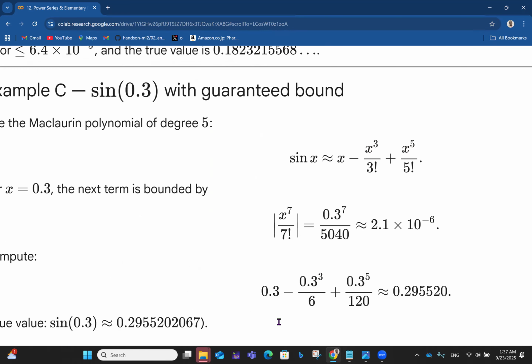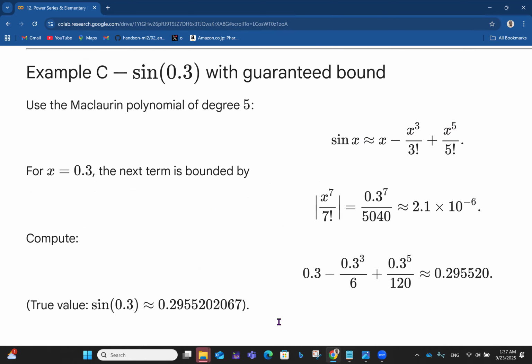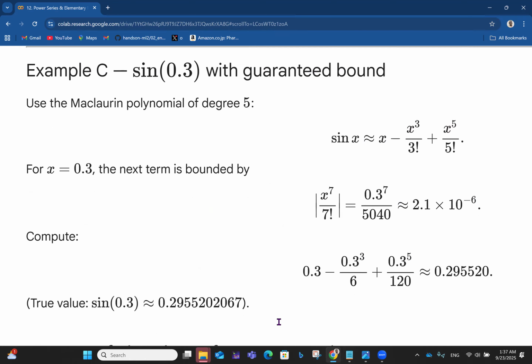Sine 0.3 with guaranteed bound. So this is example C now. So use the Maclaurin polynomial of degree 5 here. So we have sine x. In fact, this is Maclaurin, because Taylor talks about the center. So Maclaurin just assumes the center of zero, right? So sine x is x minus x cubed over 3 factorial plus x^5 over 5 factorial.